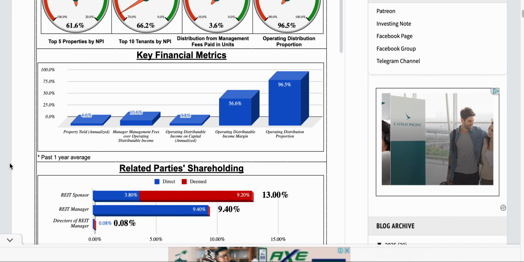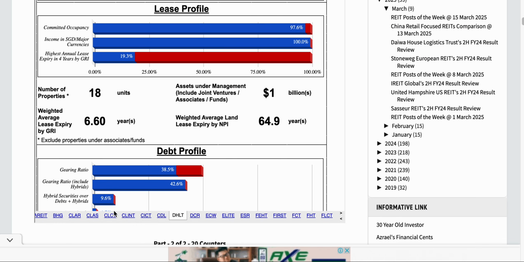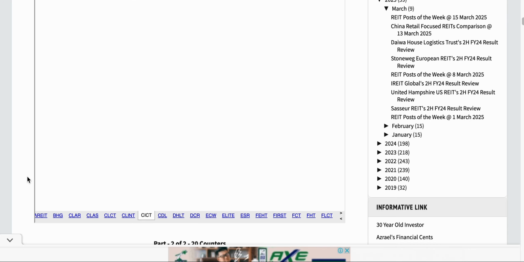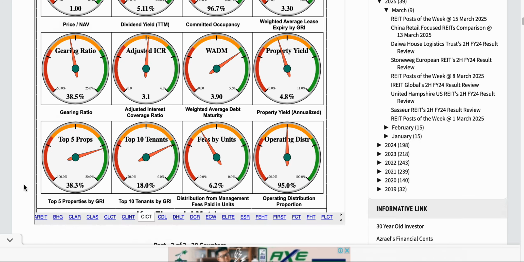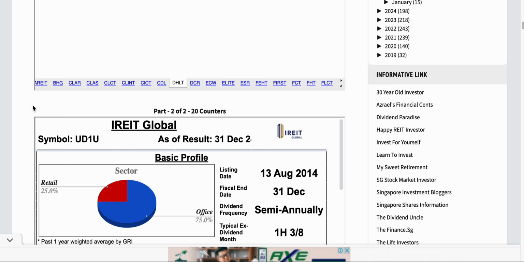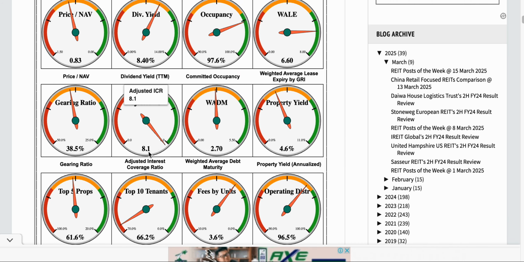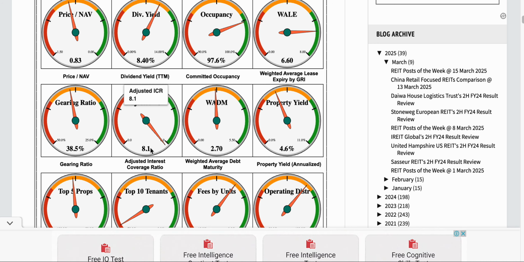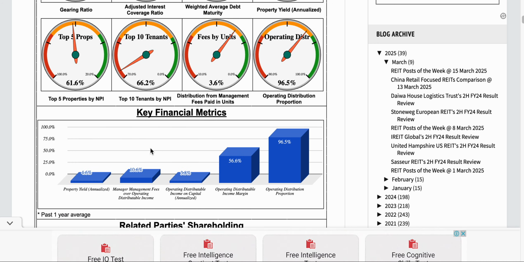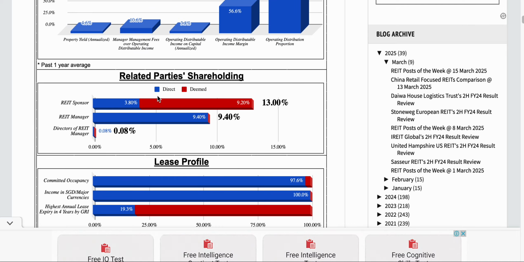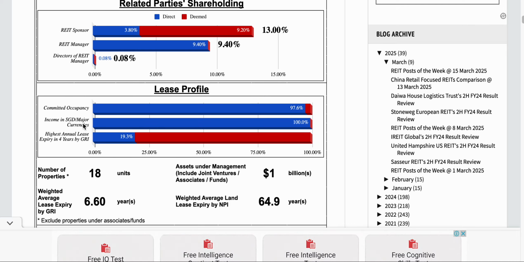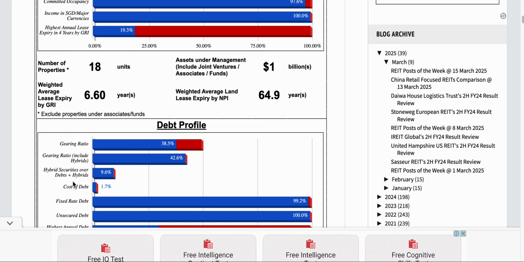If you look at other REITs, for example, if I compare with a big REIT like CICT, you can see the interest coverage ratio is only 3.1. So it looks like a very conservatively managed REIT, just looking at this number. Anyway, moving on, I will look at all the numbers. You can see the related party shareholders, how much the sponsor owns, how much the manager owns, and so forth. Occupancy is very high at 97%, with 18 units.